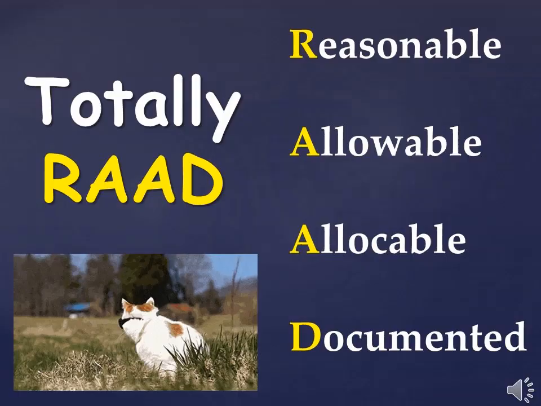We're going to be saying the word RAD a lot, and for those of you that don't know, RAD means reasonable, allowable, allocable, and documented. And these are the standards that we hold all expense and match to your AmeriCorps grant. Basically, all expenses and match items billed to your grant have to meet these four requirements. So if you hear us say RAD, we're really saying reasonable, allowable, allocable, and documented.